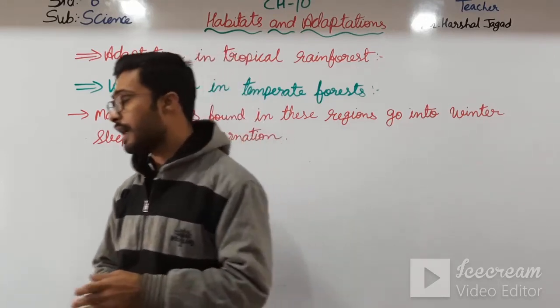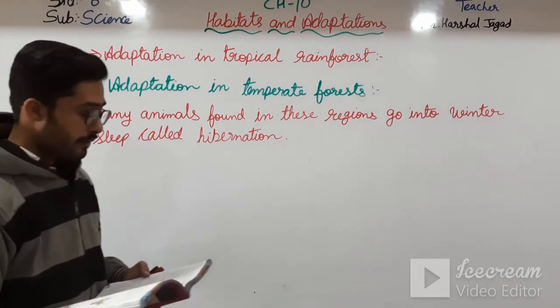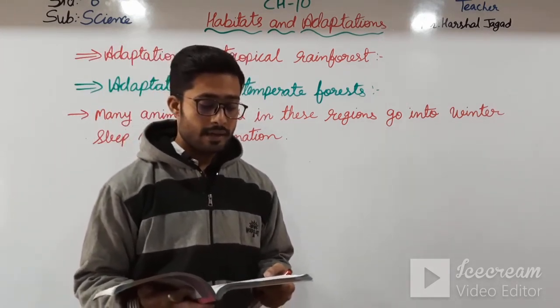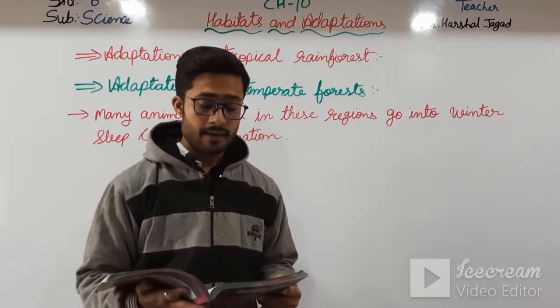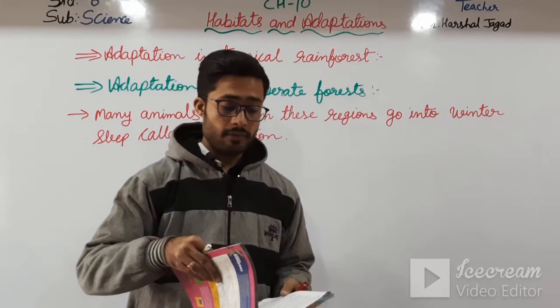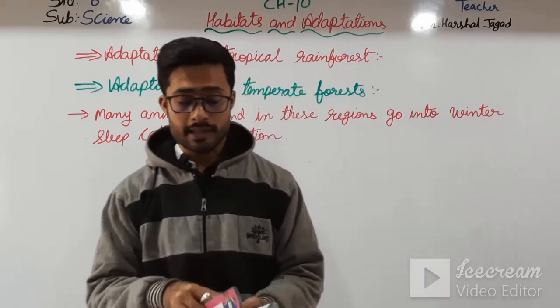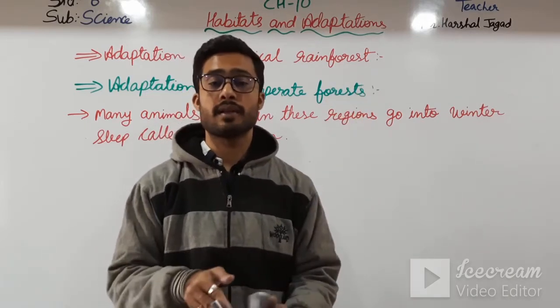And then, adaptations in the boreal forest. The following are the adaptations. First of all, the plants. Trees in boreal forest have a conical shape which allows the snow to slide off the branches. The boreal forest trees are of conical shape, which allows the snow to fall down and not gather over the tree.